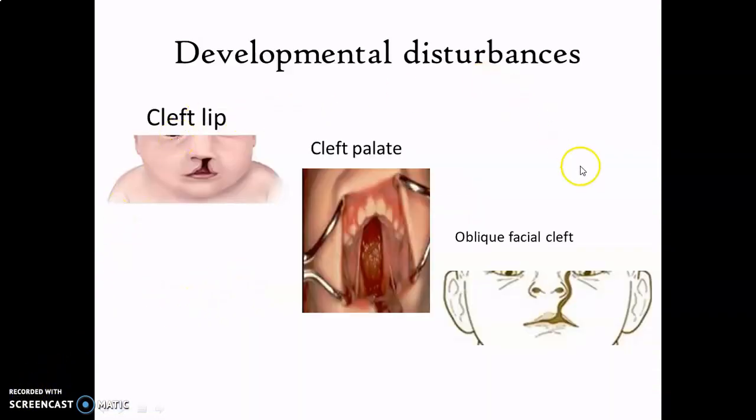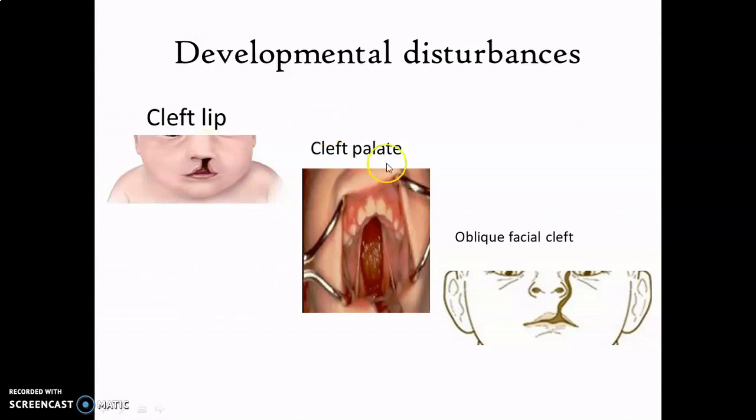So as you can see here, these kinds of disturbances in development may result due to improper fusion of these facial prominences. For example, cleft lip results due to lack of fusion of median nasal processes and frontonasal prominence. Cleft palate may result due to lack of fusion of palatal shelves, which are extensions of maxillary process. These cleft lip and palate usually can be seen together in an individual, and isolated cleft lips are also common.